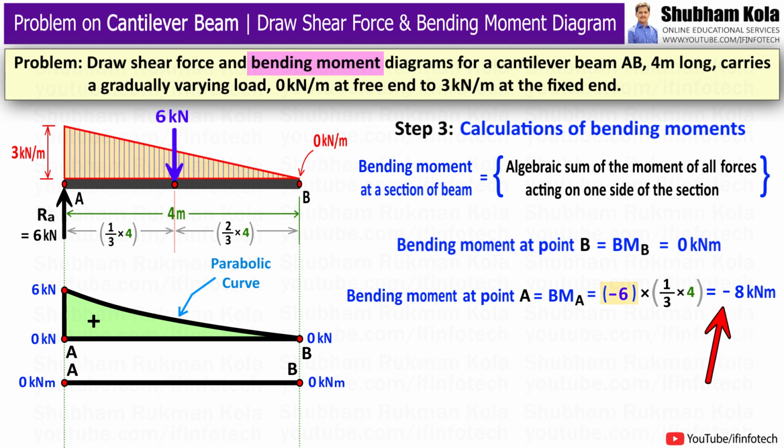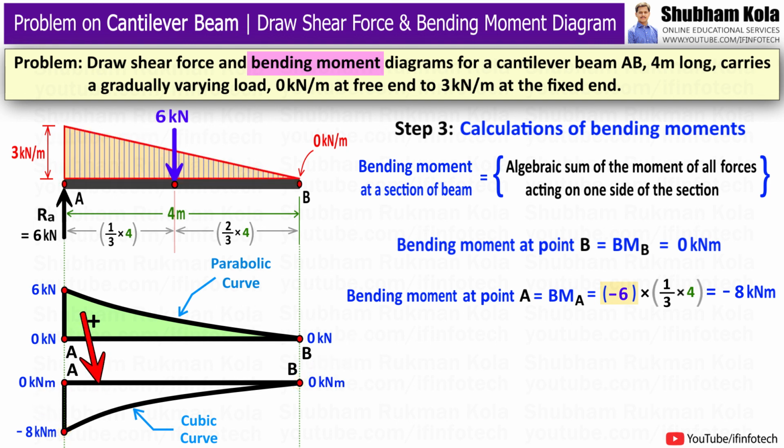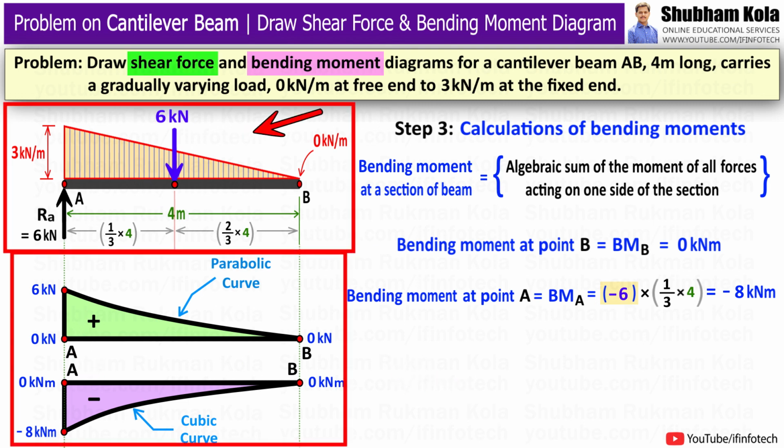So as it is a negative value of bending moment, hence I will mark the point of bending moment below the reference line of 0 kN bending moment, and I will connect these 2 points with a vertical line. And to draw the bending moment diagram, I will indicate uniformly varying load with a cubic curve. Hence I will join these 2 points with a cubic curve. Now since this bending moment diagram is drawn below the reference line of 0 kN bending moment, hence I will show this portion by a minus sign. So here I have completed the shear force and bending moment diagram for this cantilever beam.